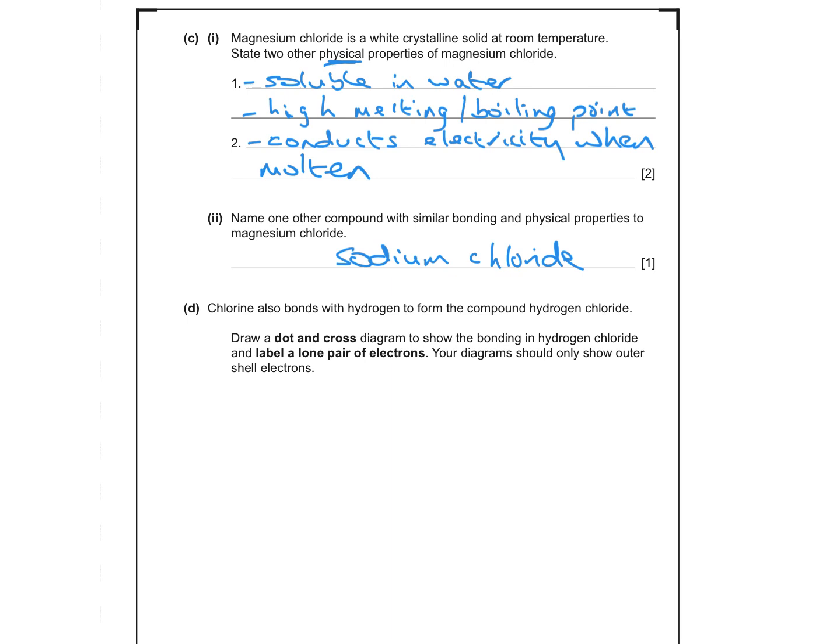D is a dot and cross diagram for the bonding in hydrogen chloride. Well, hydrogen and chlorine are both non-metals, so this here is going to be a covalent bond, the sharing of a pair of electrons. And when drawing covalent bonding, we only ever draw the outer shell electrons. So there's the hydrogen chloride, and we have to label a lone pair. Well, a lone pair of electrons is just a pair that is not involved in bonding. And you can see in the chlorine you have 3 of them. So I'm just going to label this one here. That's the lone pair.